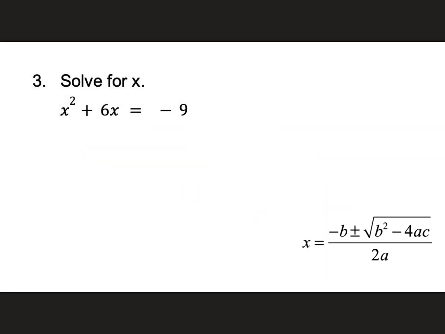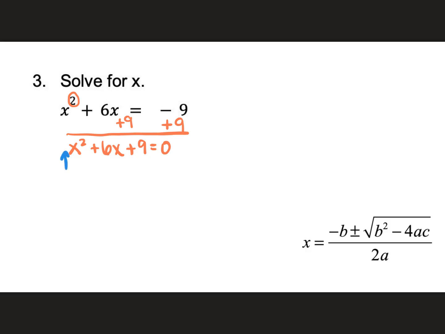For this last one, we're solving for x. Again, I see that the degree is a 2, so I know I can use quadratic formula. I also noticed that not everything's on one side, so we're going to move that -9 over. To cancel out the -9, we're going to add 9 to both sides. We will have x squared plus 6x plus 9 equals -9 plus 9 is 0, which is what we wanted.